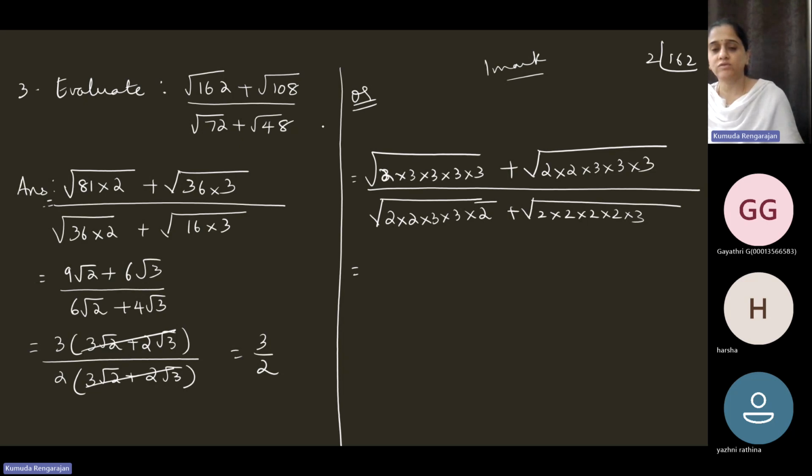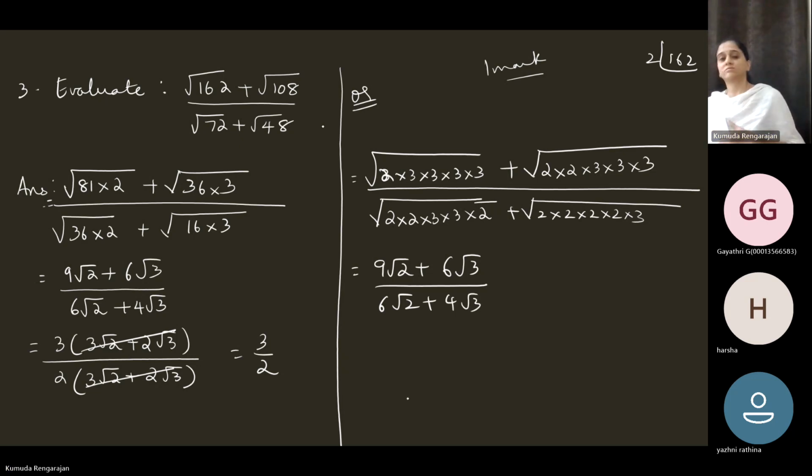So see here, 1, 2, 3, 4 threes. So 2 threes will come out. So 9 root 2 plus, we have 2 threes and 2 twos, so 6 root 3 divided by, again, 6 root 2 plus 4 root 3. They're the same thing. 3 by 2. Okay, so Gayatri gets 1 on 1.